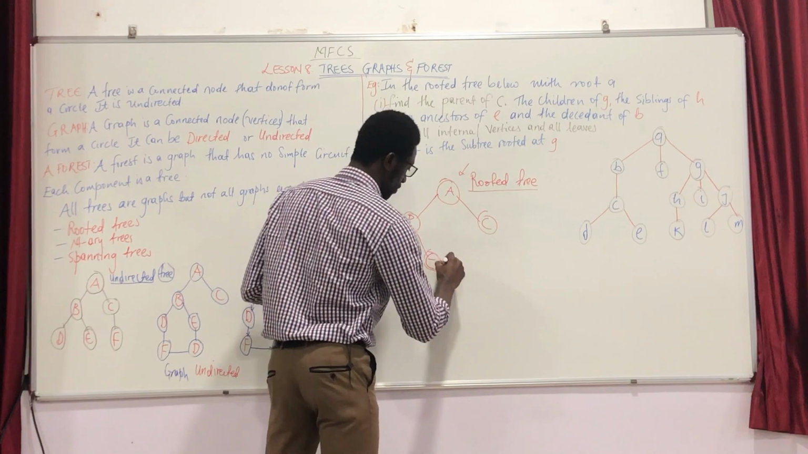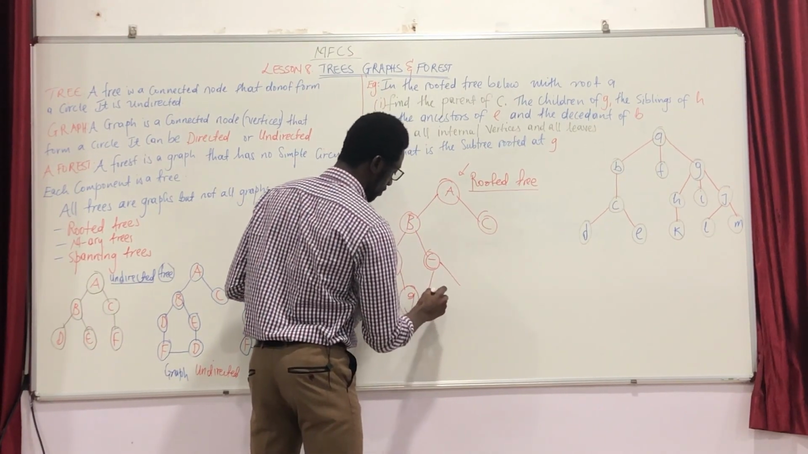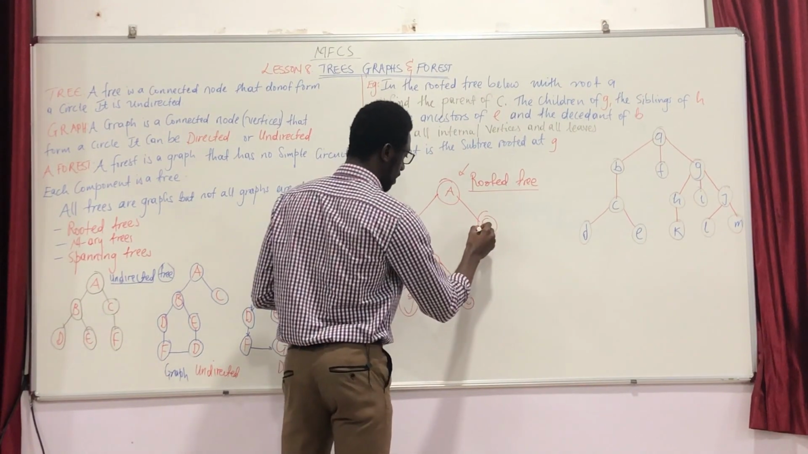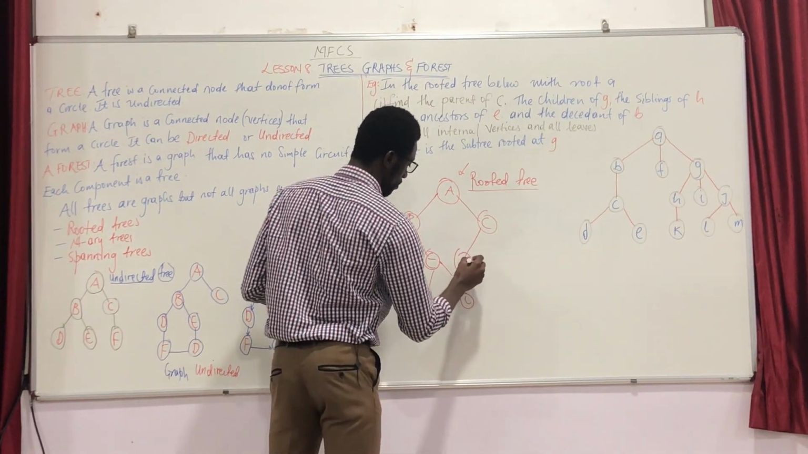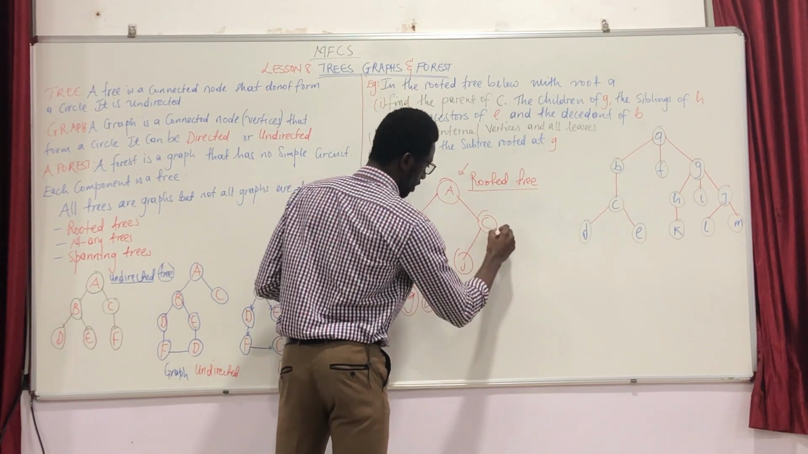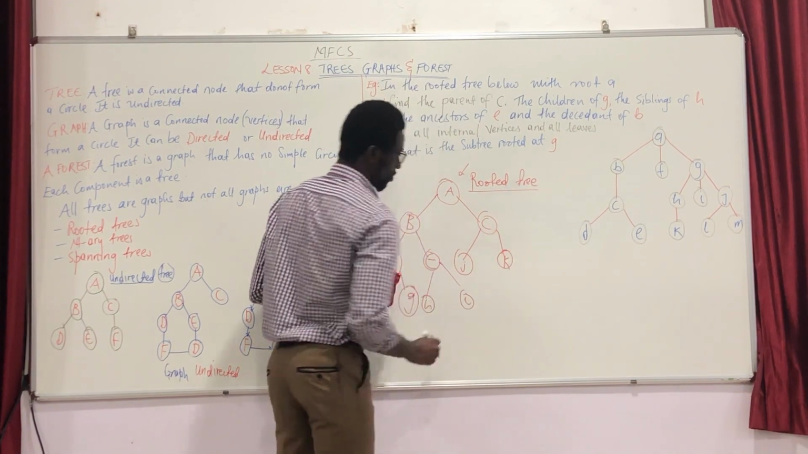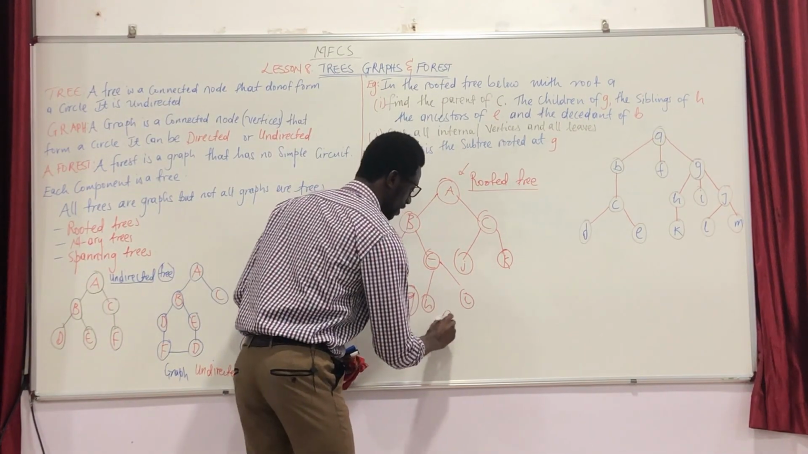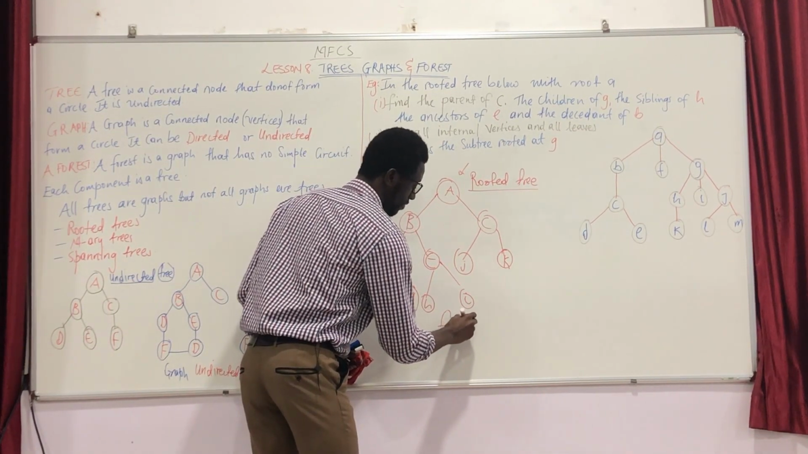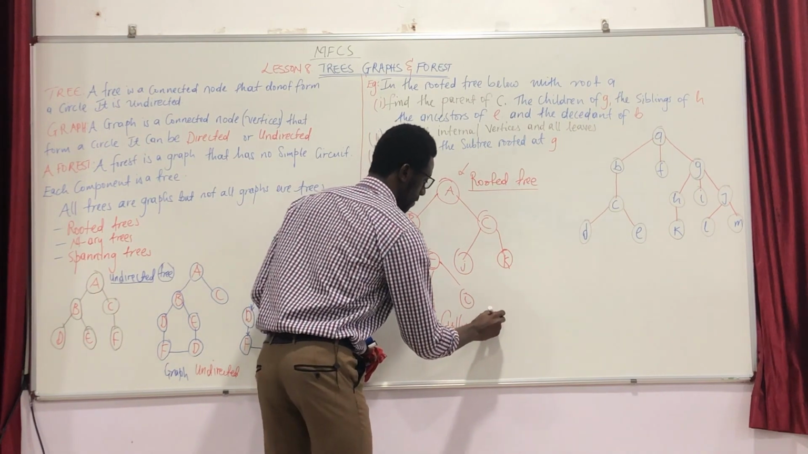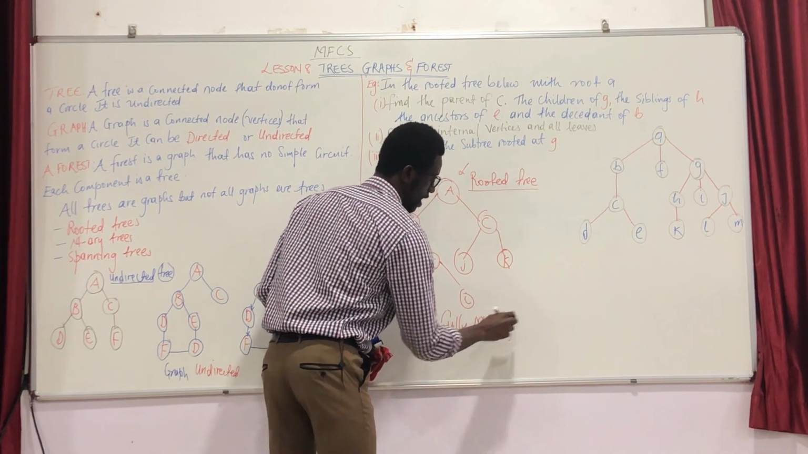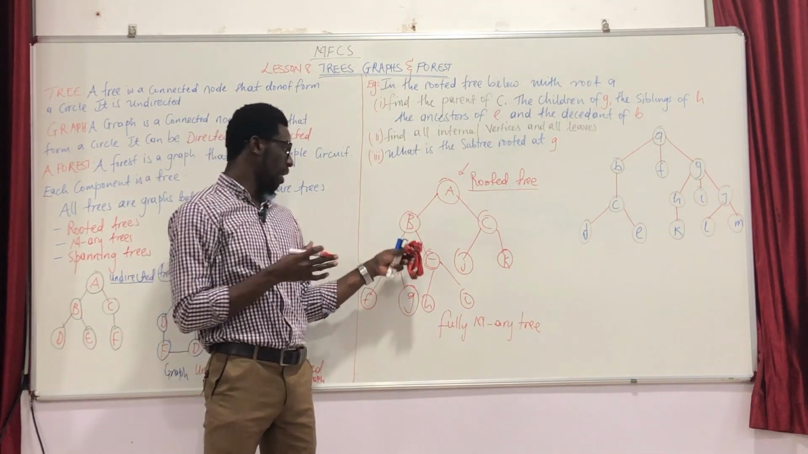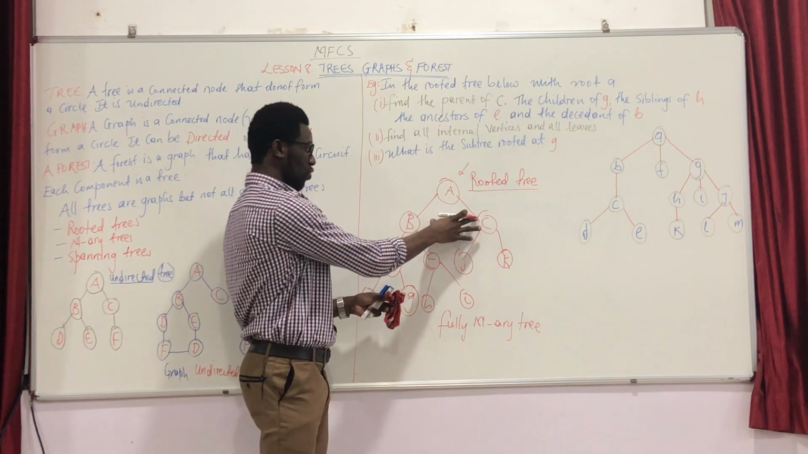Then here again, supposed to have 2: H, I. Then this again is supposed to have 2: J, K. So such trees are referred to as full M-ary trees, because each node has the same number of children, as you can see here, 2.